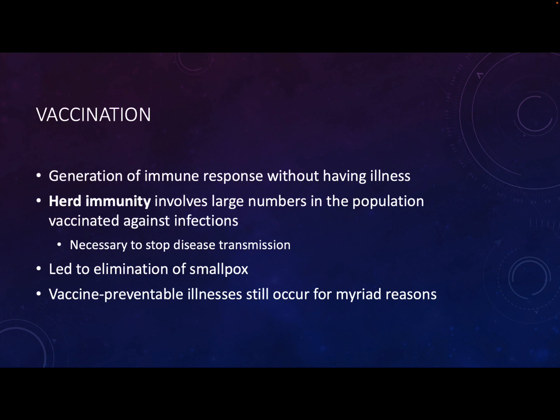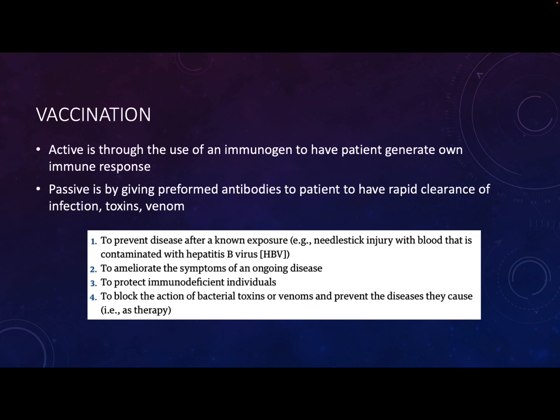Vaccination is why we don't have smallpox anymore. The last patient who naturally acquired smallpox was in 1978. So it's been over 40 years since a patient got smallpox. You can find a picture of him. He's standing there like, seriously? I'm like the last person with smallpox. Y'all gonna come take my picture? But we still have vaccine preventable illnesses for a lot of different reasons.